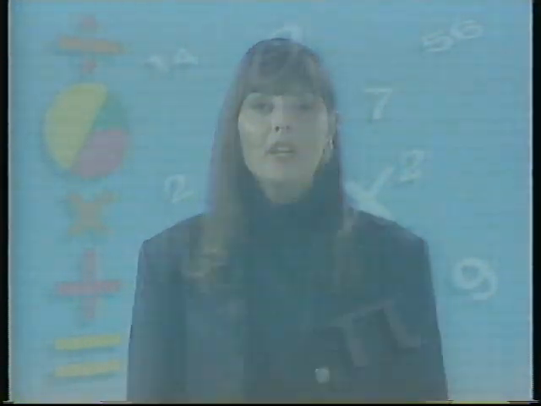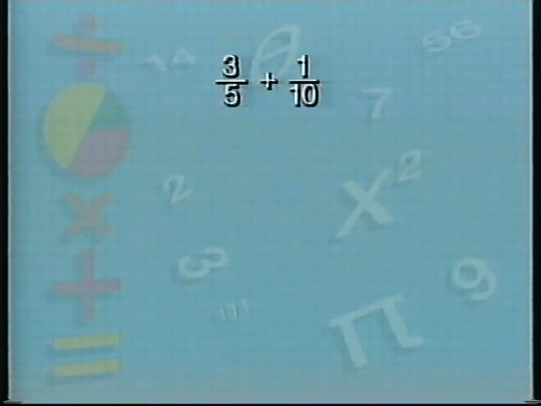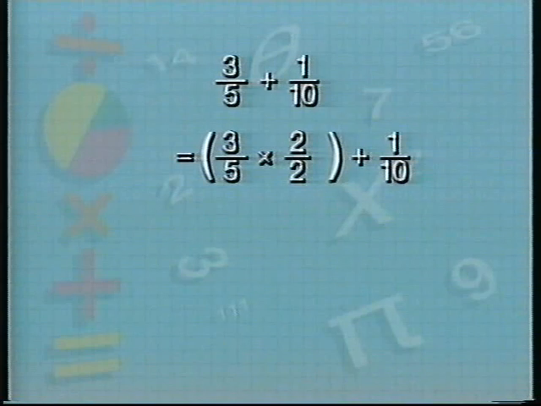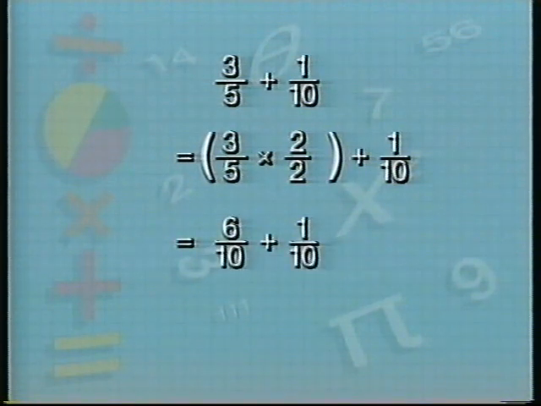Remember, before you can add or subtract fractions, they all have to have the same denominator, or the same bottom. So if you have a sum like this, you'll have to make equivalent fractions with the same denominator before you can add them together. Here, make the fifths into tenths by multiplying the top and the bottom by 2. We have 6 tenths plus 1 tenth, which equals 7 tenths.